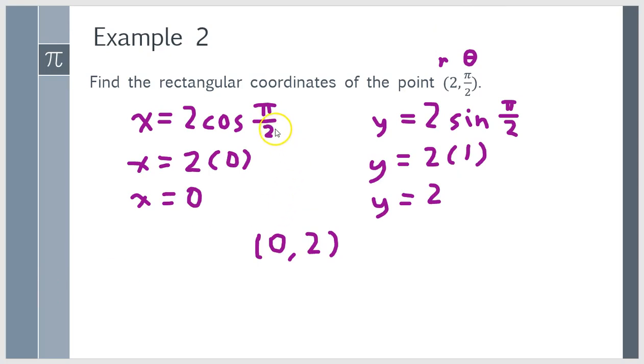For me, an easy number like pi over 2, I'd rather just compute that off of the unit circle. Cosine of pi over 2 is equal to 0. 2 times 0 is 0, so that's the X value. And then sine of pi over 2 is equal to 1. 2 times 1 is 2, so your Y coordinate is 2. Writing this in the standard rectangular coordinate system, that's the coordinate system you've been using for years, they're just giving it a more specific name now. Our answer is just (0, 2).